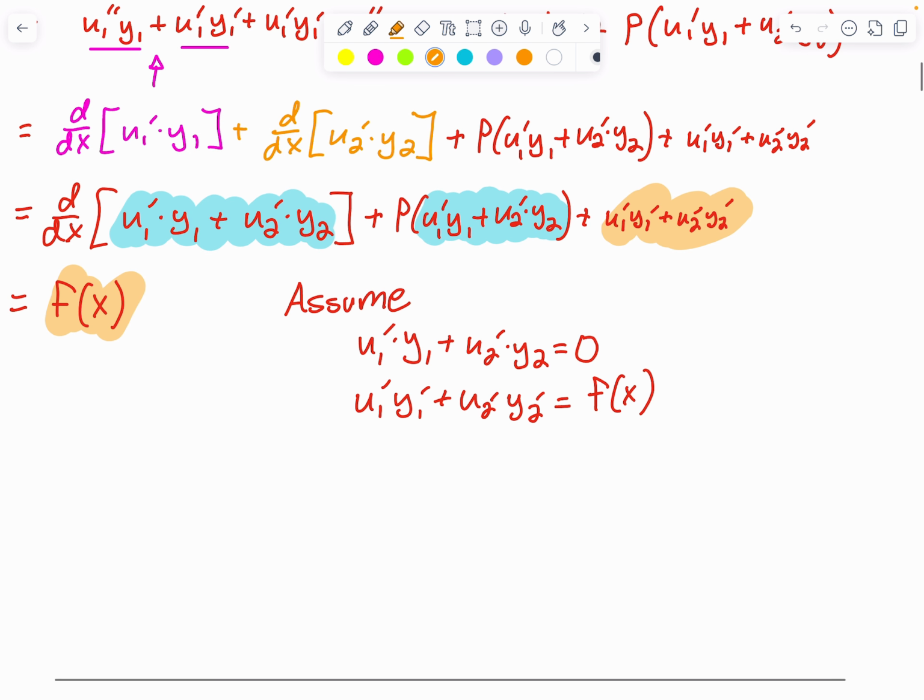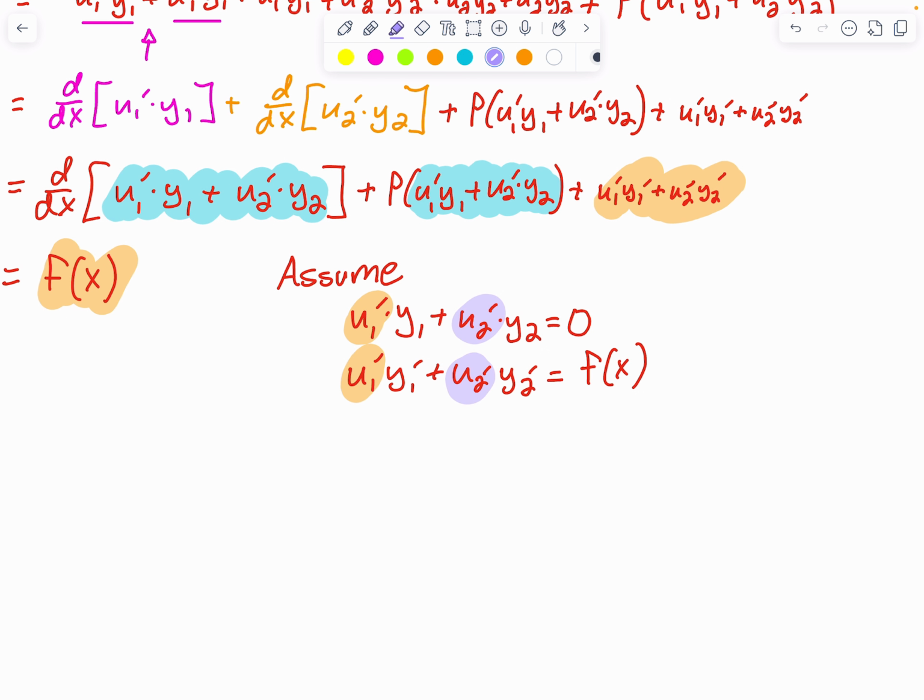So what we have created is a system, right? We just need to solve. Now, if you look here, I have a u1 prime and a u1 prime. That's the first variable. And then u2 prime is our second variable. So our coefficients for this system are the y's.